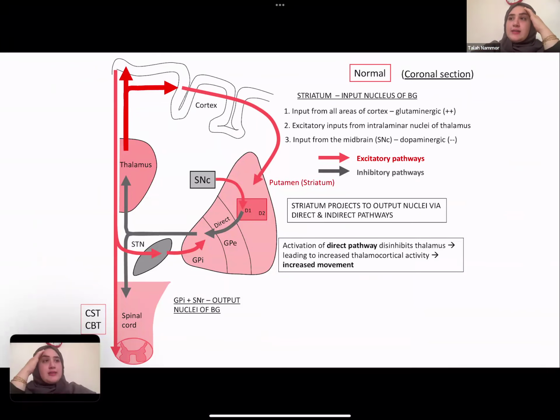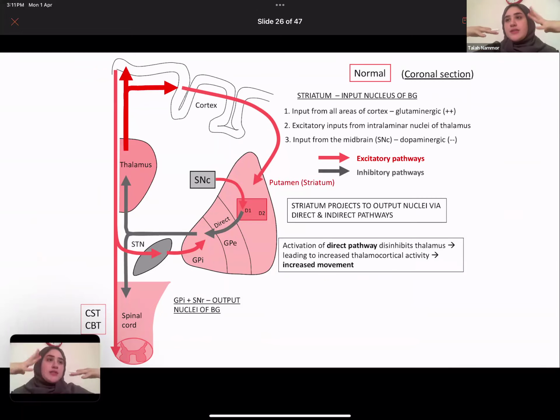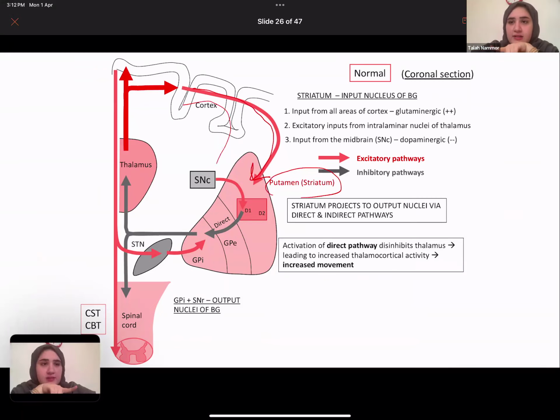Like Yaqeen's slide, just to explain it, because I know this is the slide you're going to study from. So the idea again is the cortex is going to activate the striatum and the substantia nigra, specifically the pars compacta, and it's going to act on D1. Okay? It's going to activate D1.